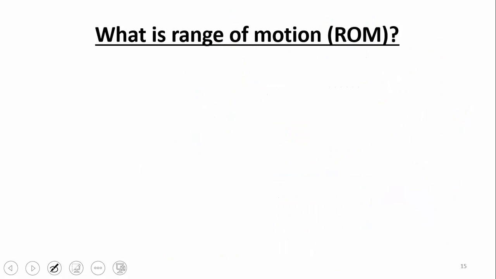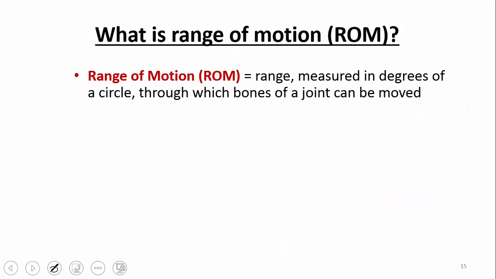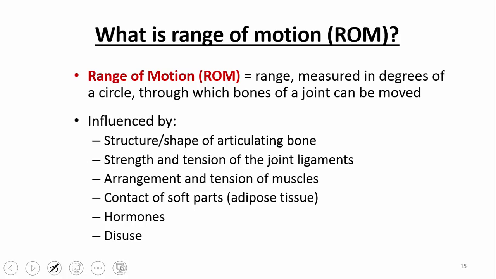Okay, so what is something called range of motion, or ROM? Well, really, range of motion is measured in degrees, and it's saying basically, how far can you move a given joint? And it helps show if you have proper function of that joint. It's influenced by a lot of things, right? It depends on the specific joint you're talking about. Certain joints have bigger ranges of motion than others. It depends on the tendons, the ligaments that are there. It depends on the tension of the muscle. It depends on fatty tissue, hormones, and then obviously use and disuse.